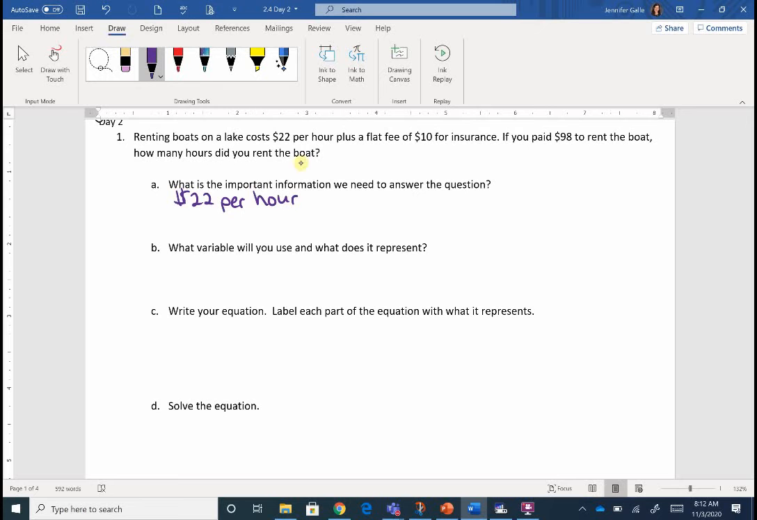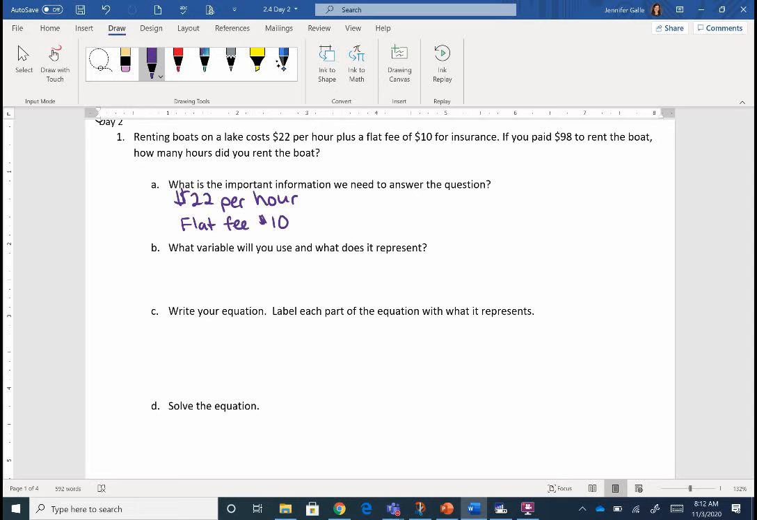And we have a flat fee of $10. What does it mean to have a flat fee? How many times do I have to pay that? Once. Just once. So no matter what, no matter how many hours you're out on that boat, that $10 isn't going to change. Make sure you write this down with Ms. Golly.